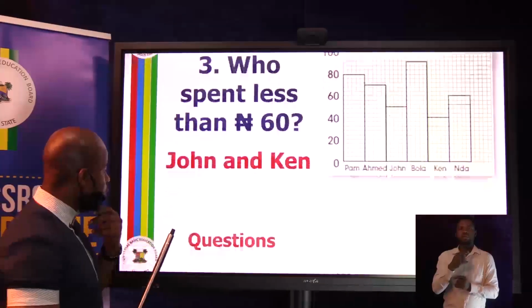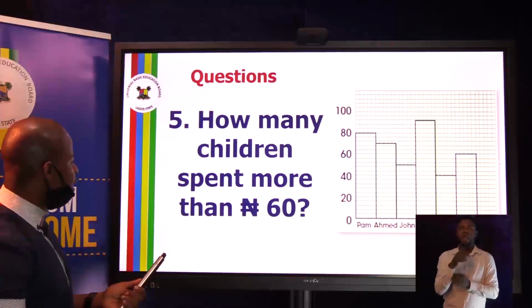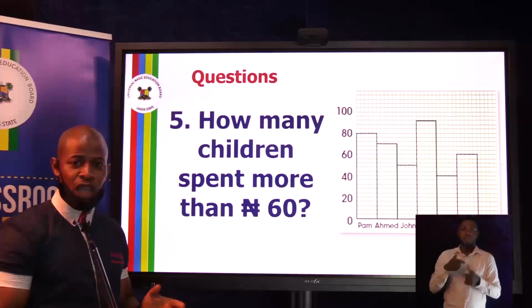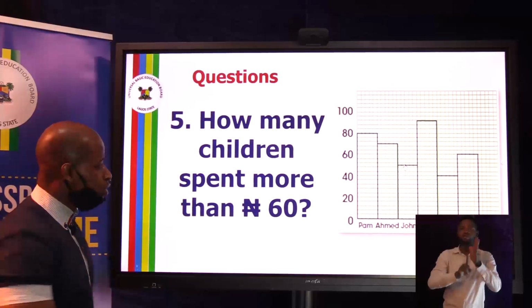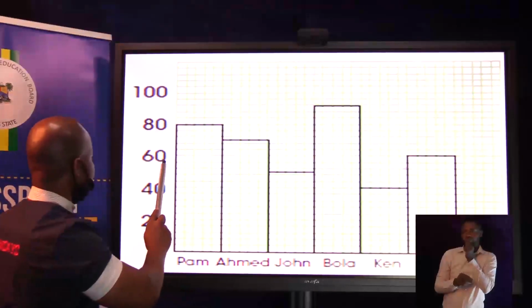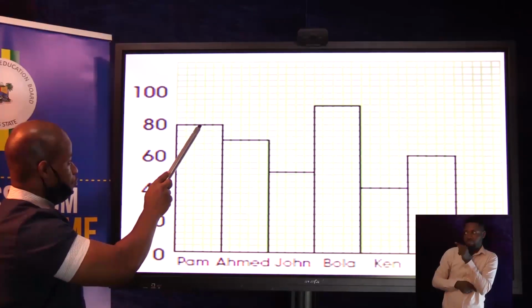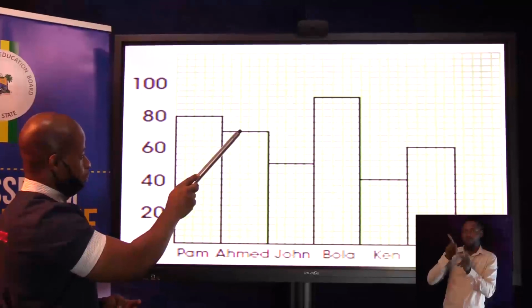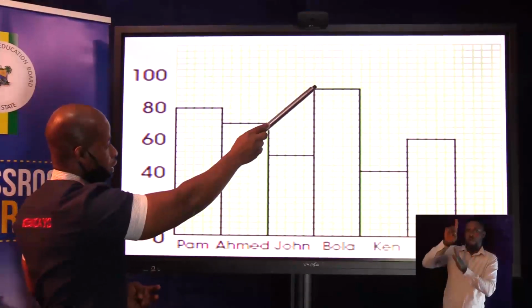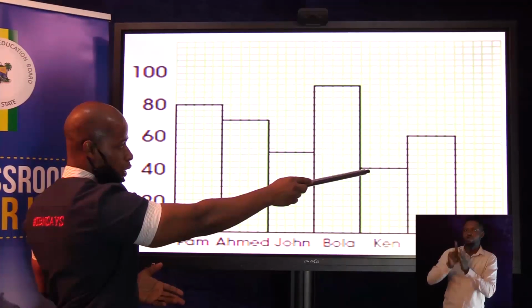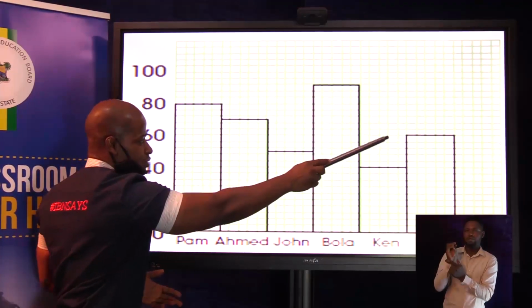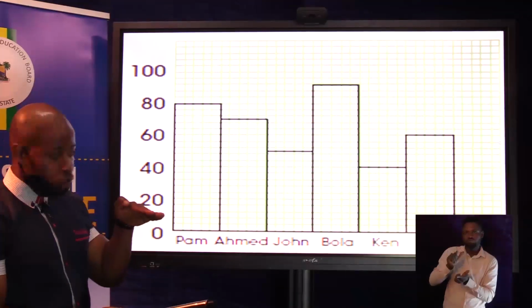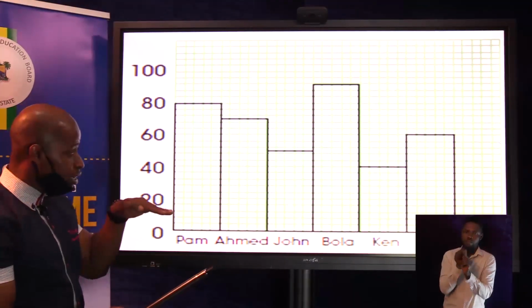The next question says, how many children spent more than 60 naira? So we've got to count how many bars are taller than 60 naira. So this is 60 naira right here. This bar is taller than that, so that's one person. This one is also taller, that's 2 persons. This one is not taller. This one is taller, that's 3. This one is not taller. And this one is exactly 60. It's not higher, and it's not less than 60. It's just exactly on 60.